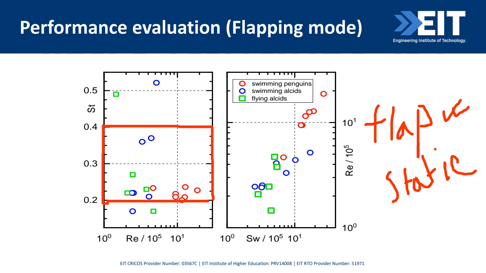So for penguin, the red dots are for penguin. I tried it with all 7 penguin data, which are most conventional: little penguin, emperor penguin, king penguin. There are more than 7 actually, but I used 7 penguin data, and I found for all the penguin, it is showing the result between 0.2 to 0.4. That signifies yes, the flapping mode is efficient.